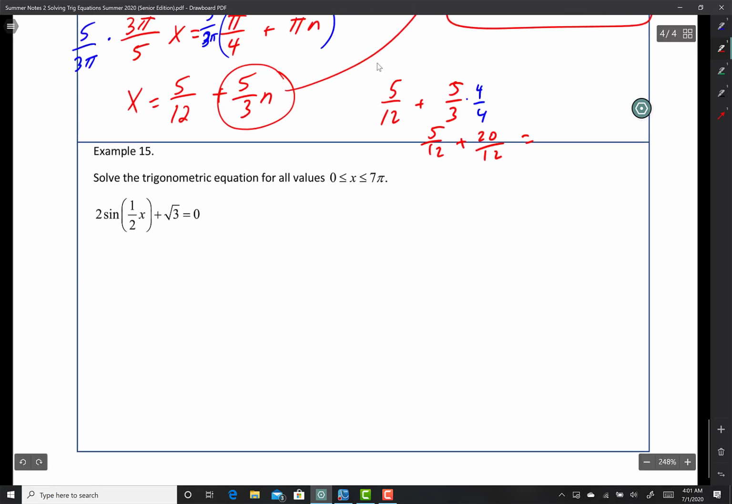Example 15 looks pretty much the same as example 14, between 0 and 7 pi. So let's go ahead and tackle this. It looks straightforward again. So I'm going to move the square root of 3 to the side. So I'm going to have 2 sine half x equals a negative square root of 3. Now, before I continue, I want you to recognize that I have a half x on the inside.